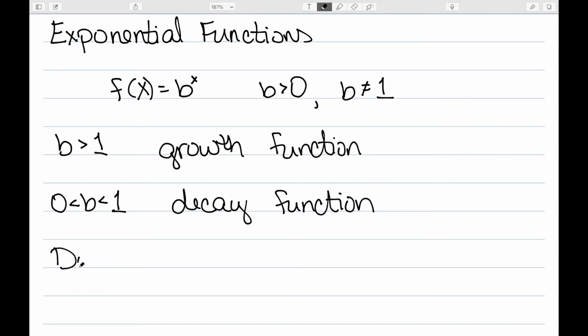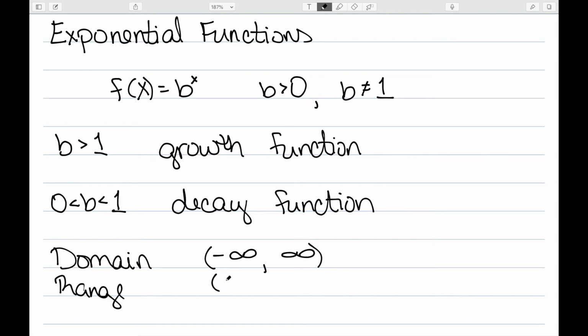The domain of these functions is always going to be negative infinity to infinity. If I have a positive number, I can raise it to any power that I want. The range, however, raising a number to any power will always result in a positive number. If I raise a positive number to any power, I still get a positive number. So my range will be 0 to infinity.